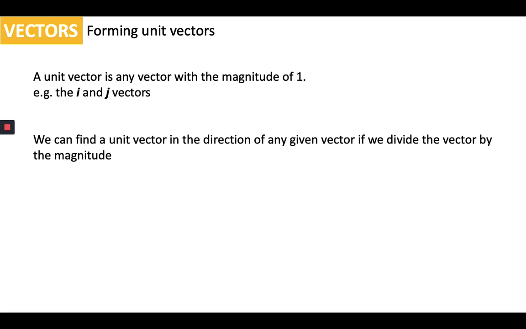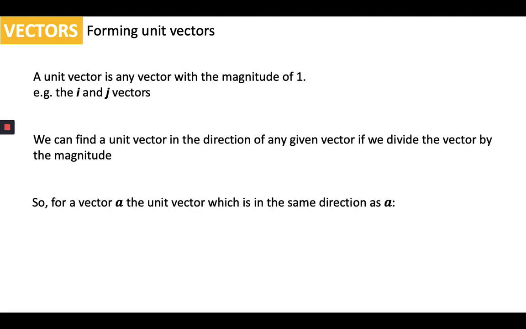To do that, we're going to divide the vector by its own magnitude. Now, this makes sense. By dividing it by its own magnitude, we don't change the direction. We know we're not going to change the direction of the vector, but we will reduce the magnitude. If we divide it by its own magnitude, the magnitude will reduce to 1, as something divided by itself is 1. So for a vector A, the unit vector in the same direction as A, we define as this. Now, this again is some notation, but it's something important to make a note of and to remember.